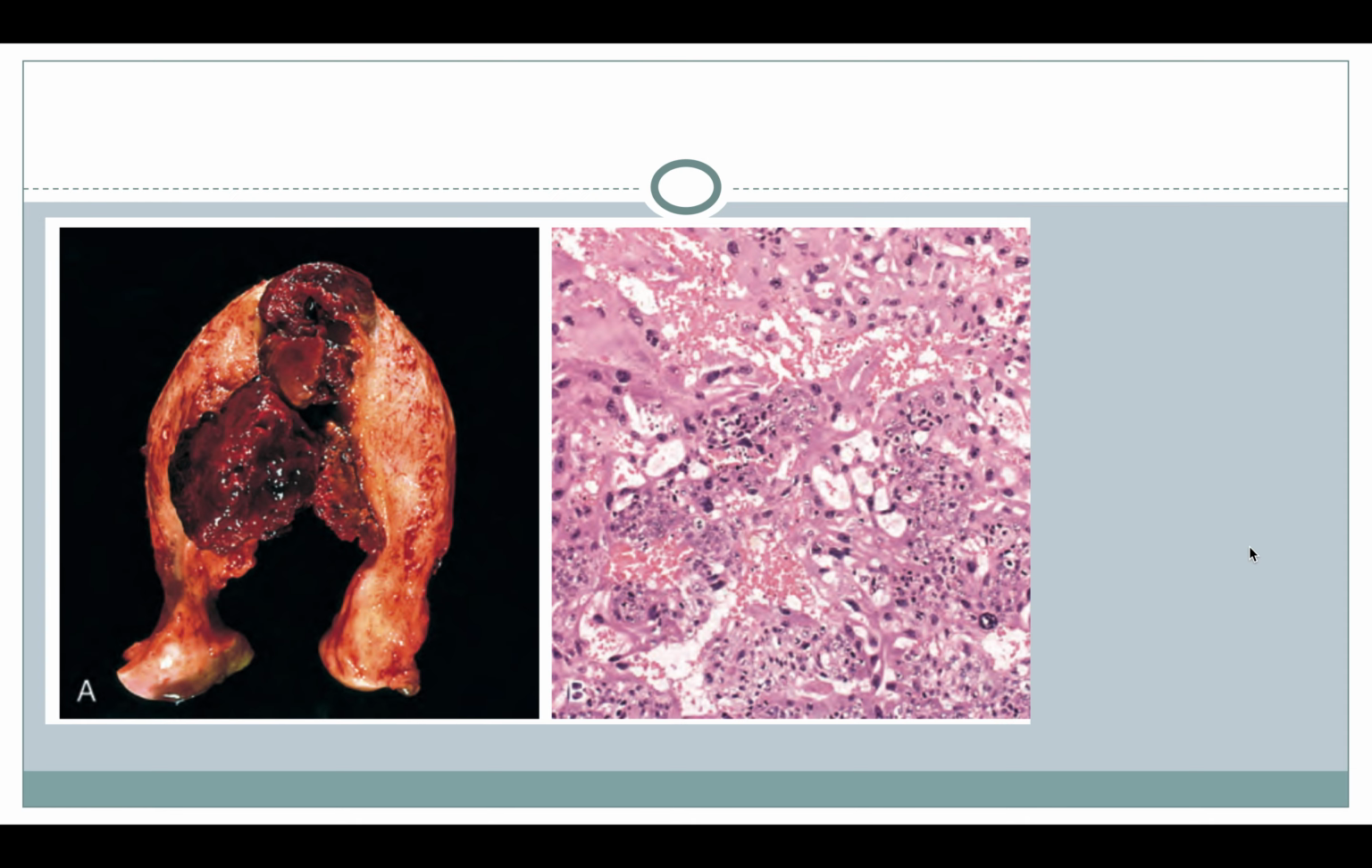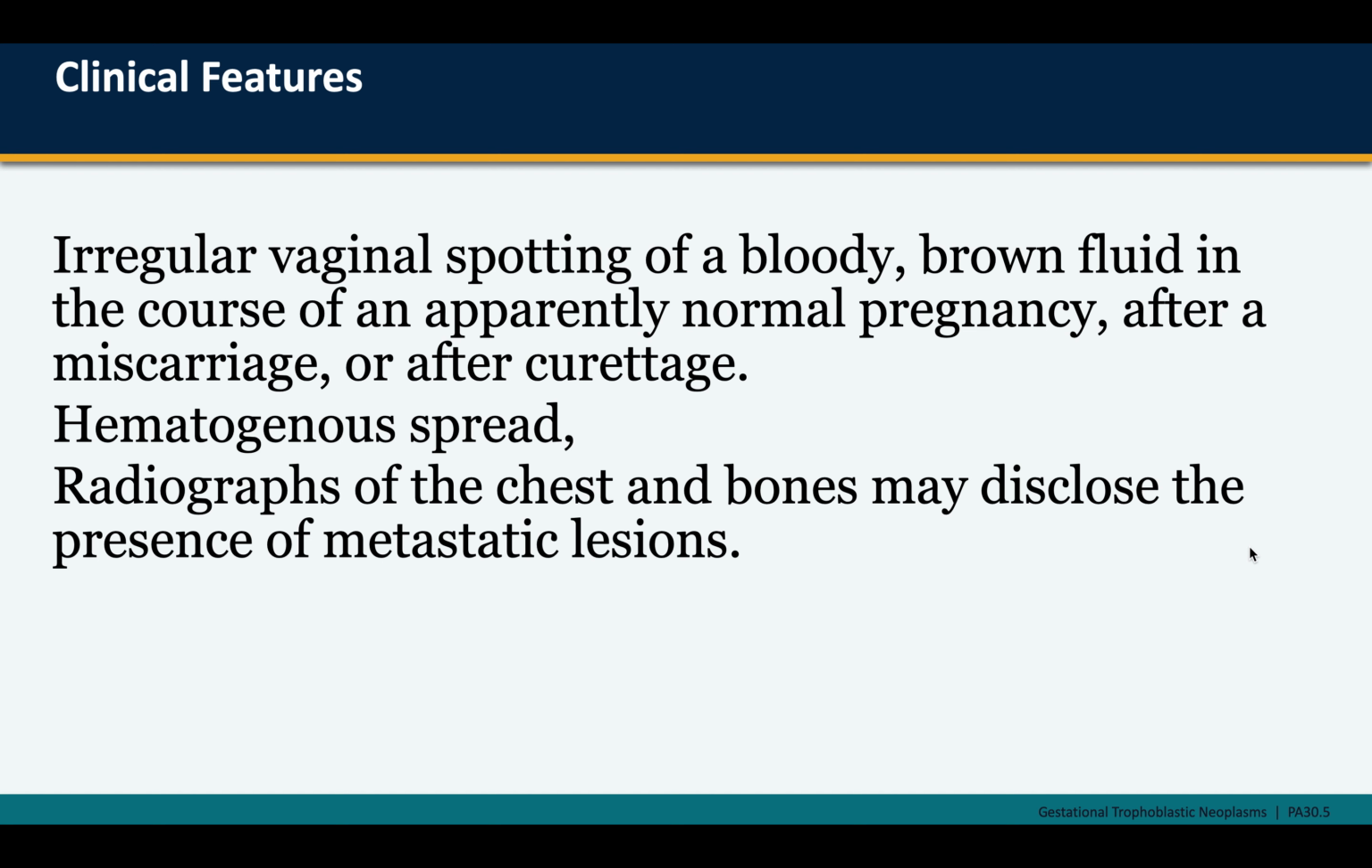This is the picture. This is a fleshy tumor. Grossly, you can see a very hemorrhagic vascular tumor, and this is the microscopy. Bizarre tumor cells, total absence of chorionic villi. Clinical feature, again, the patient can present with vaginal bleeding, or on the chest X-ray you can see mets. It has a higher predilection to spread to the lungs.